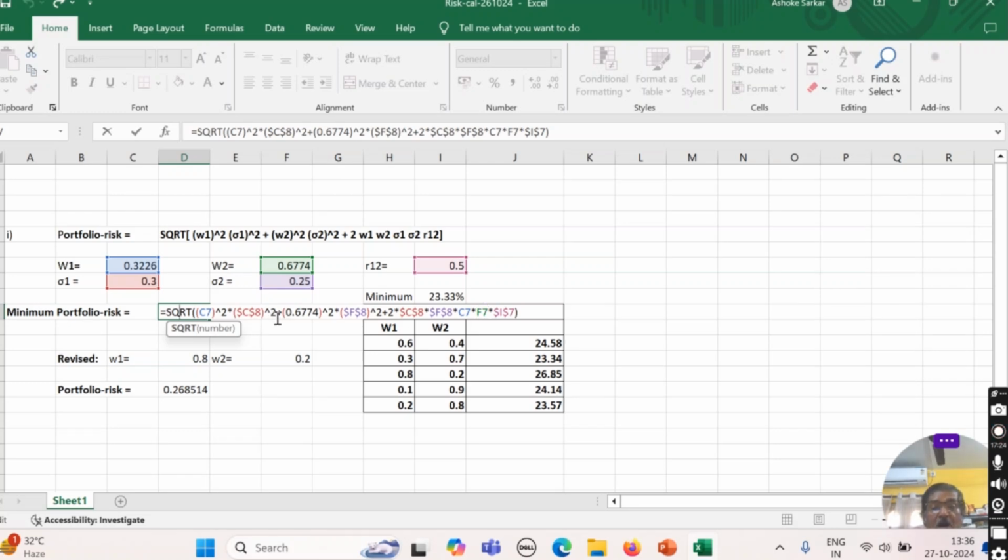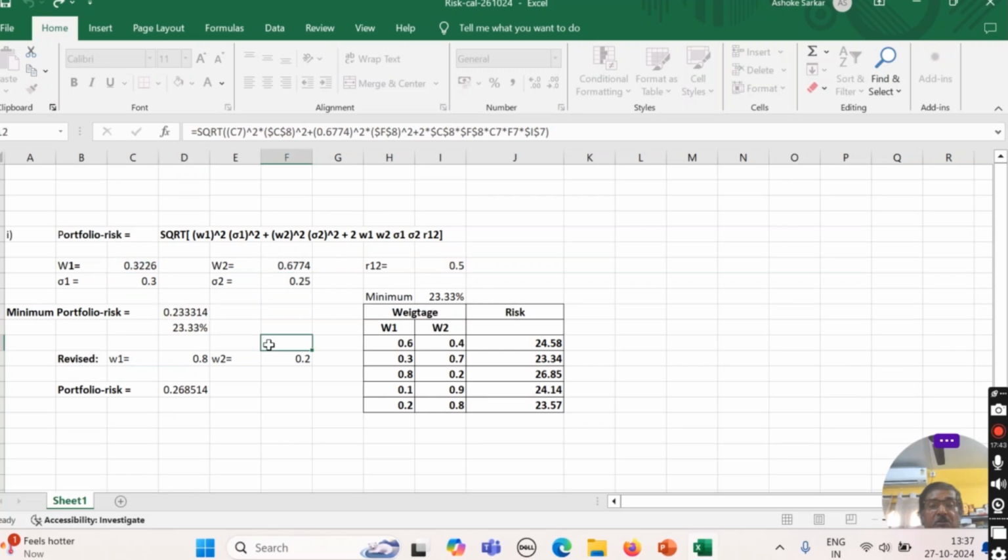For sigma 1 and sigma 2 I have put the dollar sign, but for the weightage or proportion, C7 like that, whatever the weightage, and this is the remaining value. If you put this value, you will get the proportion for which the risk will be minimum, that I have already mentioned. If this is the W1 or WS, then W2 will be 1 minus this. In this problem I have put the value directly, 0.67 like that.